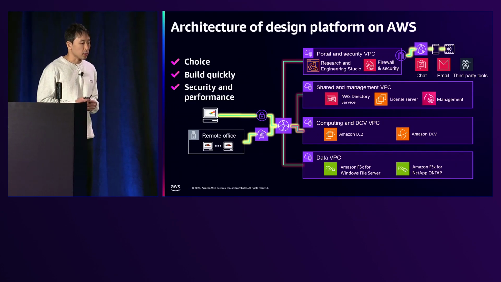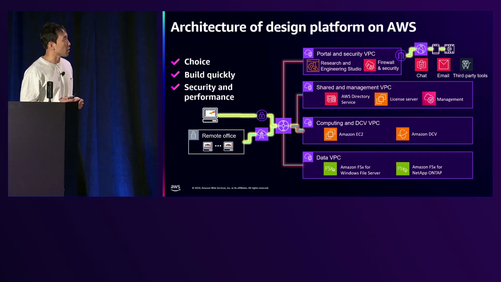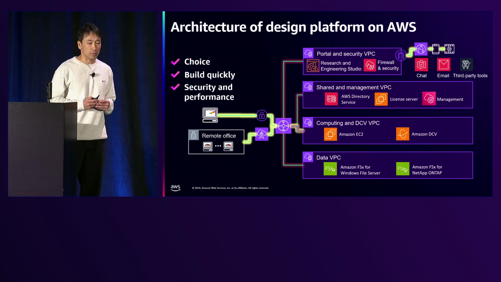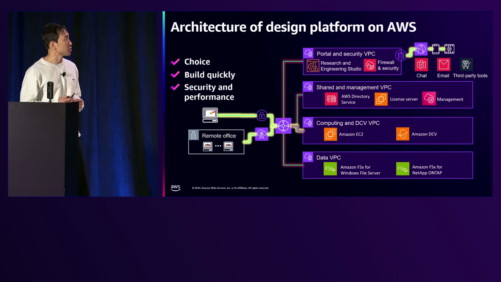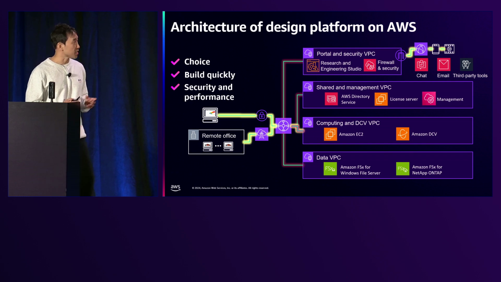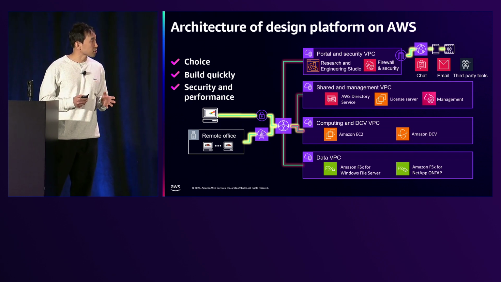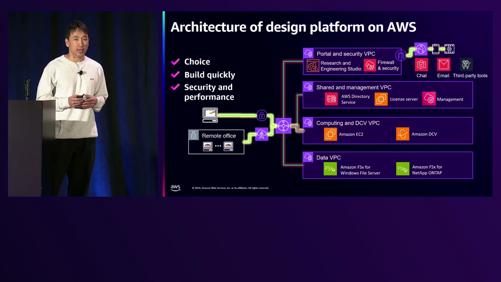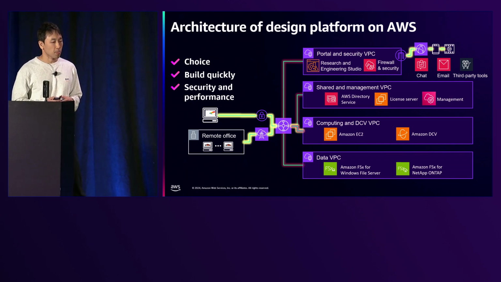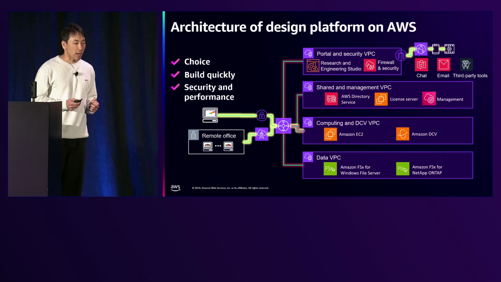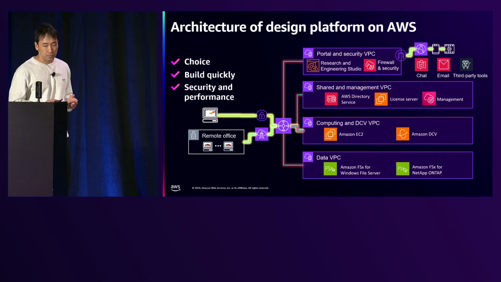Now, let's take a look at the high-level architecture of a design platform, which is composed of various services mentioned earlier. The architecture is structured into 4 main layers and isolates each VPC. Let me start at the bottom. We have a data VPC.